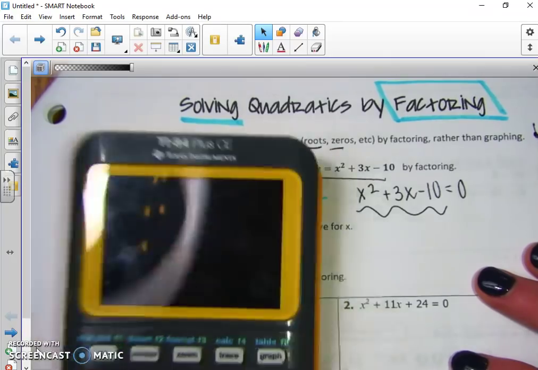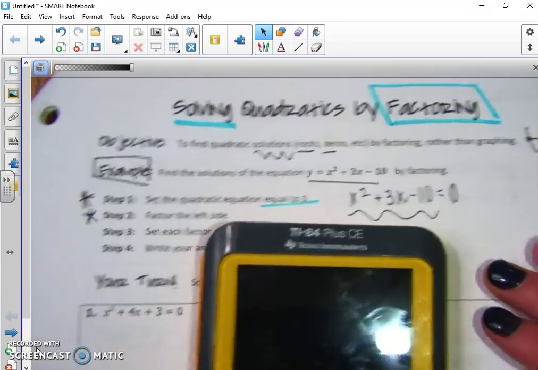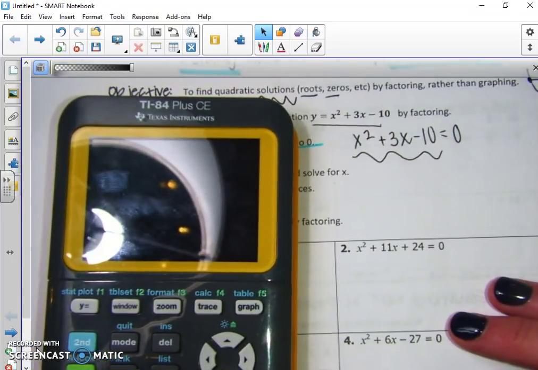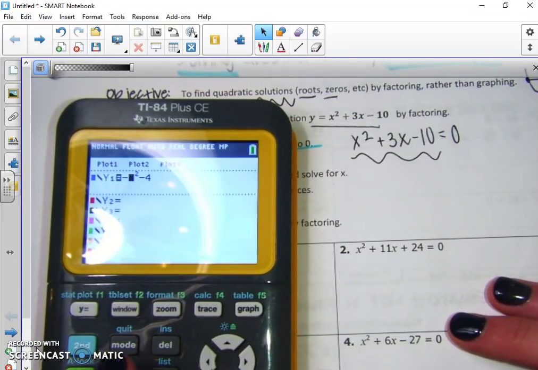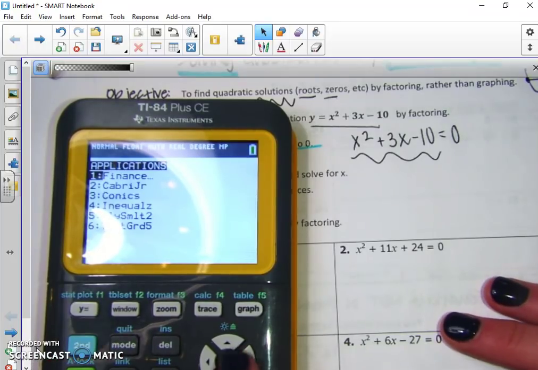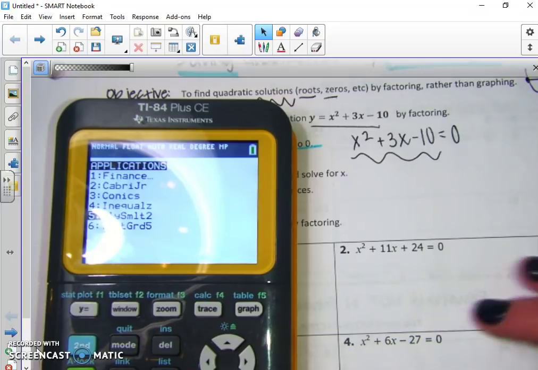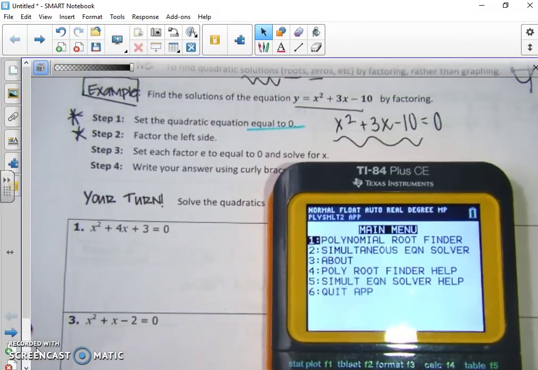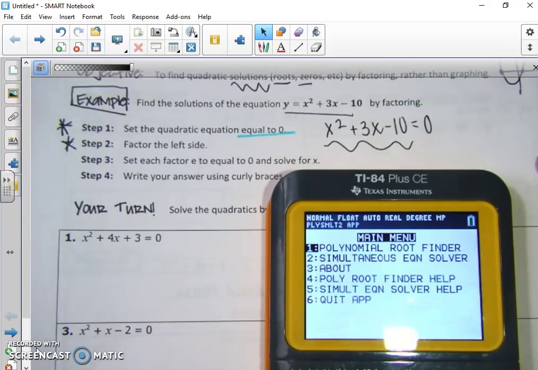Now, if you remember, we have an app that we can do all the factoring in. So let's go ahead and take care of that. We're going to go to apps. If my calculator will turn on, quit out of that. All right, let's go to apps. We go to PlySmlt 2. Let me move this out of the way. Okay. And then our polynomial root finder.